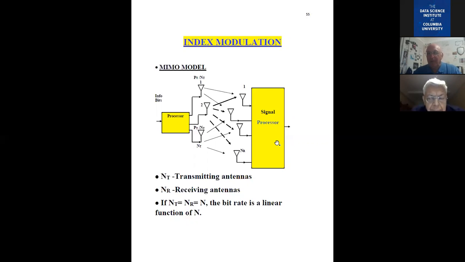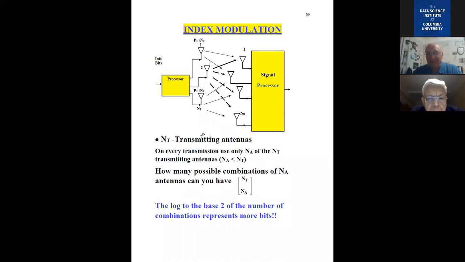But look what happens here. For each one of these antennas, you would need what's called a different RF chain. Each one of these needs a different amplifier, different amplifier, different amplifier. So I would actually have NT amplifiers here. Now go to the next page, index modulation.